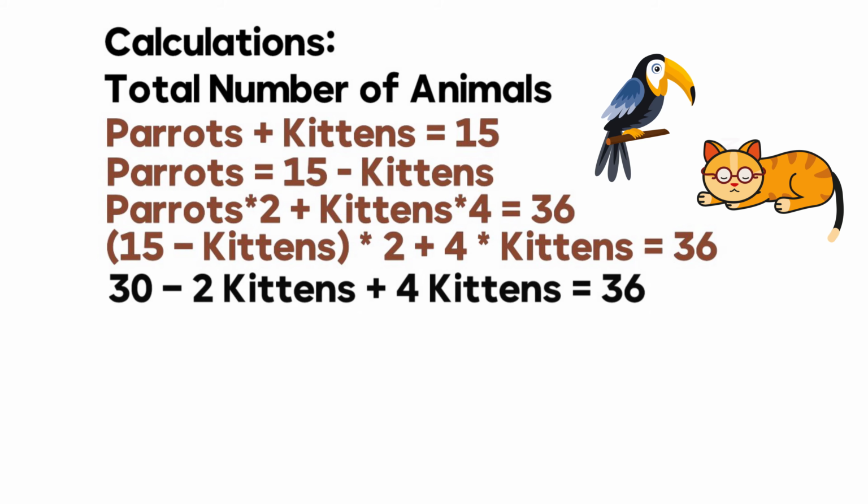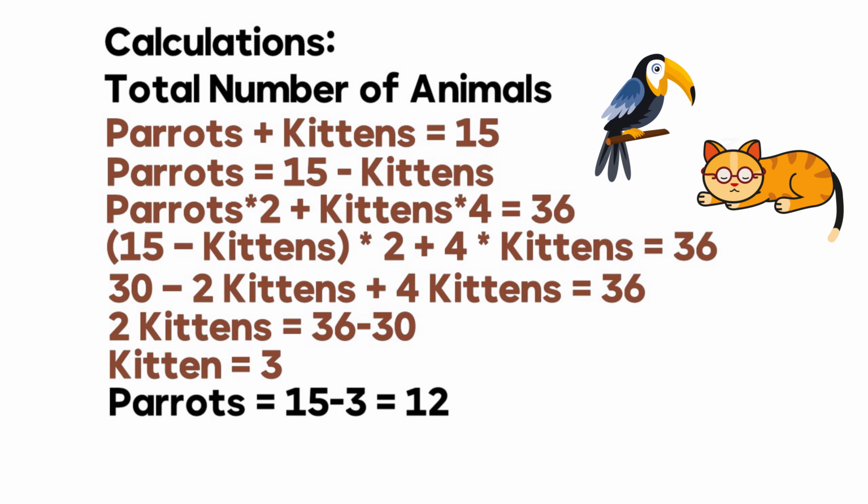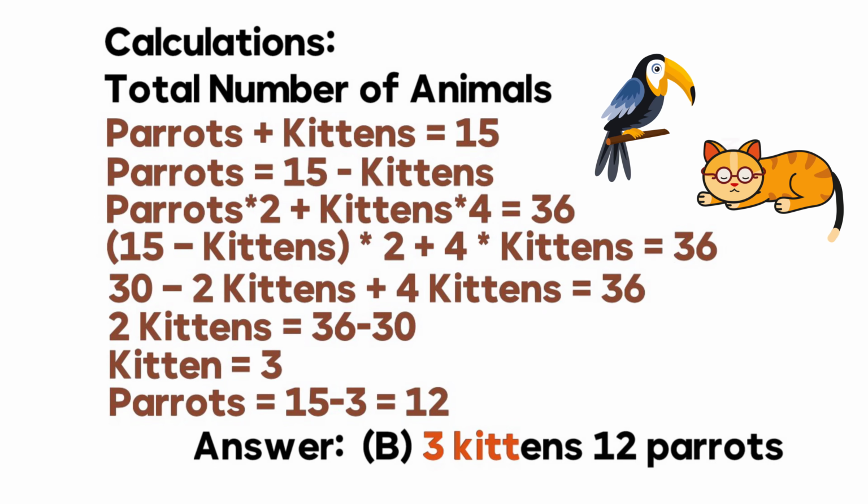Which means 30 minus 2 kittens plus 4 kittens equals 36. After simplification, 2 kittens equals 36 minus 30, which means that there are 3 kittens in the store. Number of parrots then will be calculated by subtracting 3 from 15, and number of parrots equals 12. So the correct answer here is choice B, 3 kittens and 12 parrots. Hopefully you've nailed this question and now know how to answer similar problems on the test.